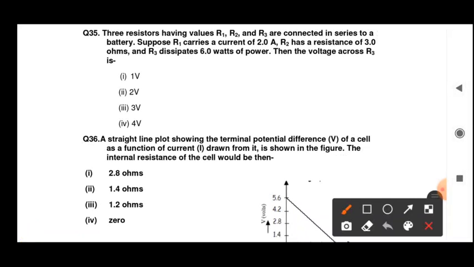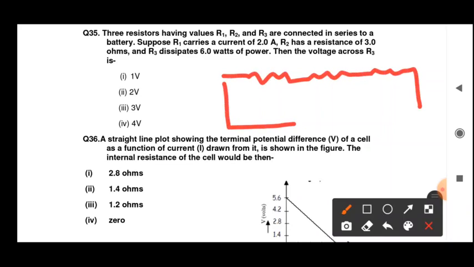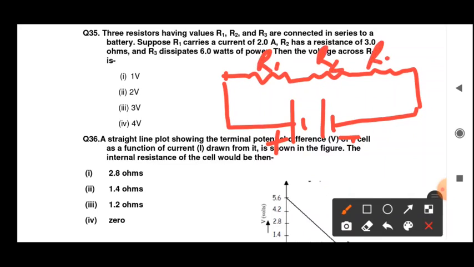Let's first draw the three resistors connected in series, and they are connected with a battery also. Suppose they are connected with a battery here. This is the negative terminal, this is positive. Now this is our resistance R1, this is R2, and this is R3.